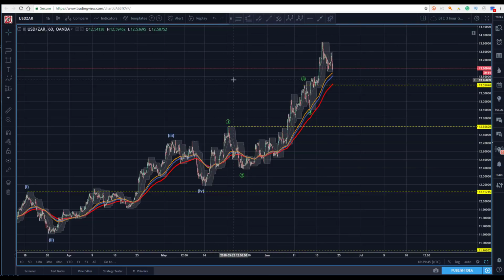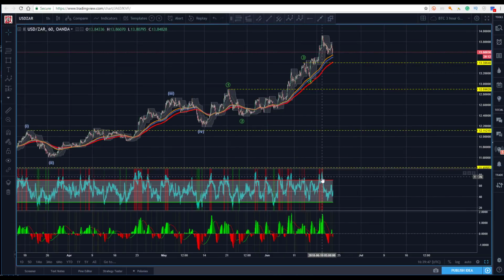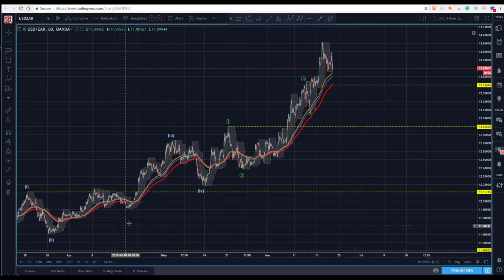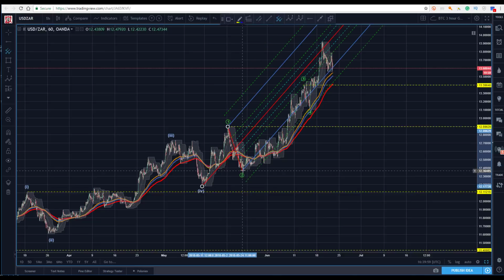So are we done here? Well, oscillators, we got pretty hot on the RSI. Not classic divergence, not a lot there for help. So let's see if we've got any market geometry that can be helpful to us. So if I look at this last wave here, well, that's kind of interesting.